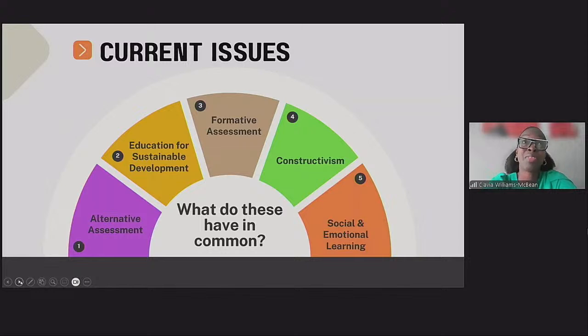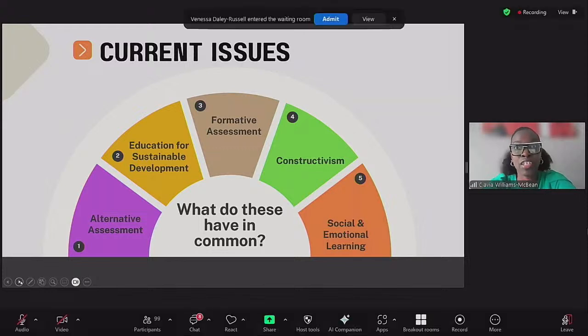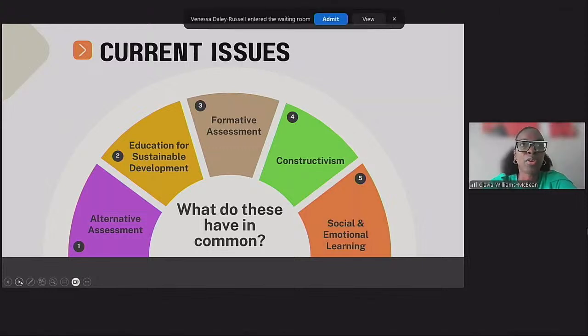Constructivism is something that we've spoken about from 50 years ago. Social and emotional learning is also something that is coming up. What do they all have in common? We have a positive perception of them, but inadequate implementation. So we all think that these things are good, but when we do the research to see what is happening in the classrooms and on the ground, not so much of it is being seen.